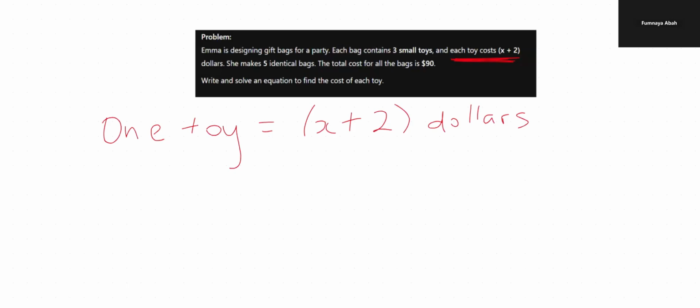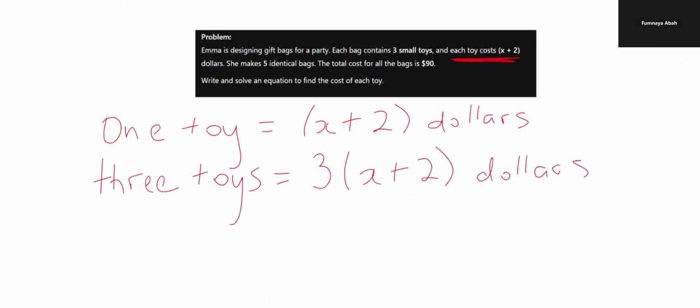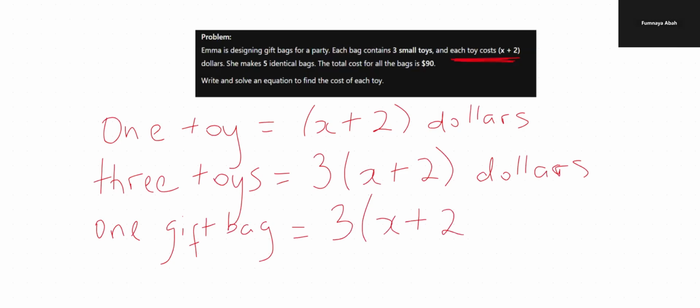So 3 toys. Since one toy is equals to x plus $2, 3 toys will be 3 times the cost. So 3 toys will be 3 times x plus $2. So this is the cost of 3 toys. And 3 toys can be found in one gift bag. So this one gift bag is also 3 times x plus $2. So we know the cost of one gift bag.